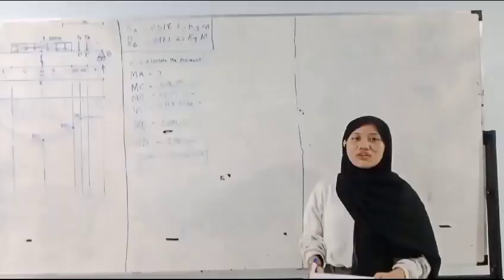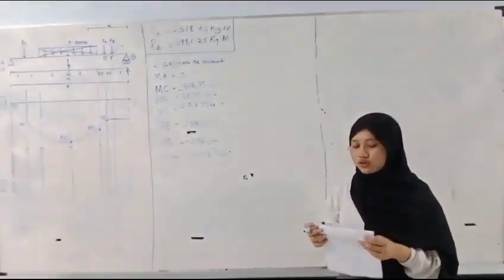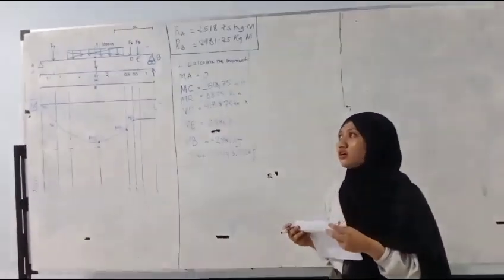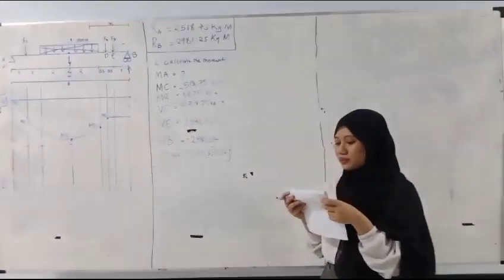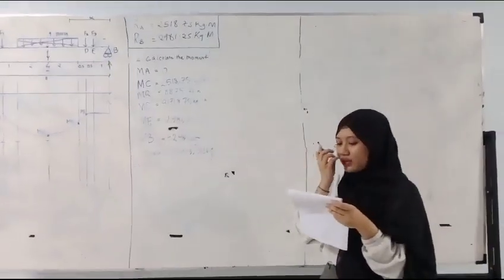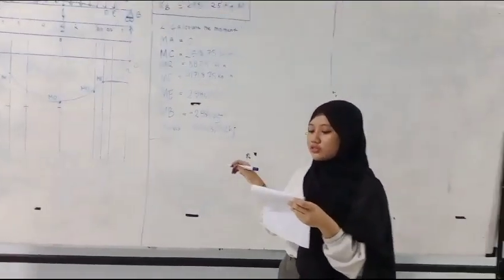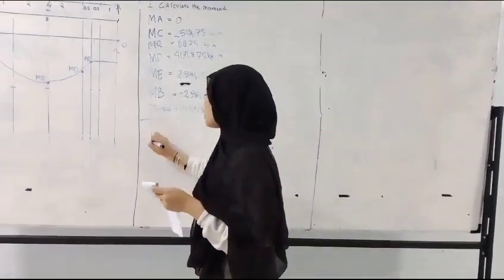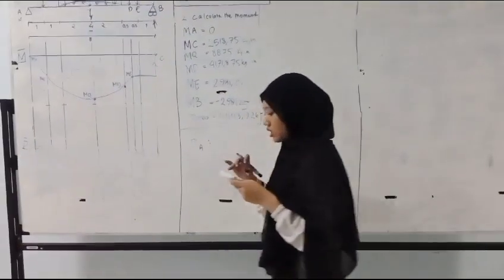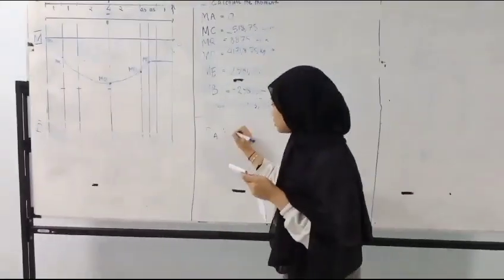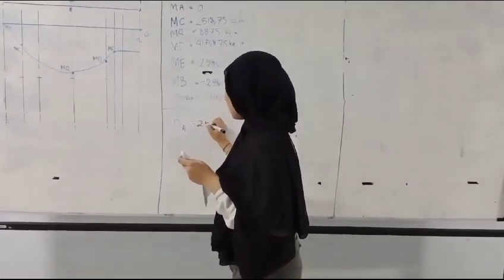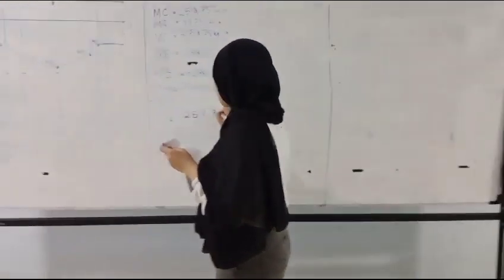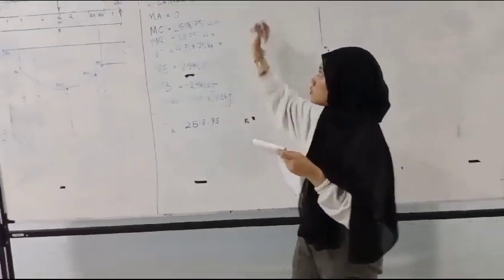Thank you. Okay, my name is Lucy Colorado Meningsi. So here we're going to find the shear force results at the points. First we find the shear force at A, which is 2,518.75. This is from RA.